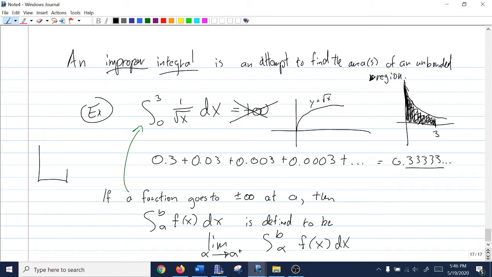So to figure out whether that area is finite or infinite, I say, what is this area at some value alpha, and then let alpha go to 0. I don't integrate at 0 right away. I integrate from something close to 0, and then let that get closer and closer, and see if, when you take that limit, is it finite or is it infinite? And you can do the same thing for the right-hand side.